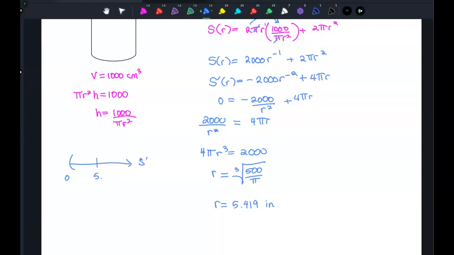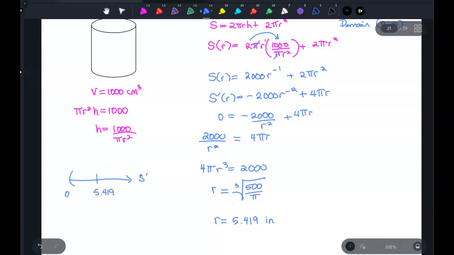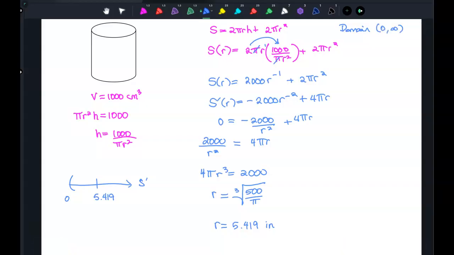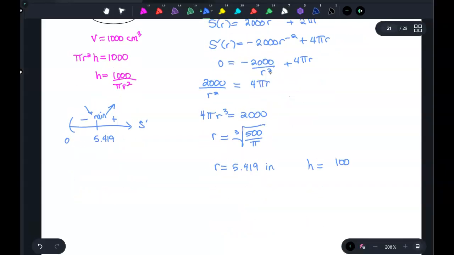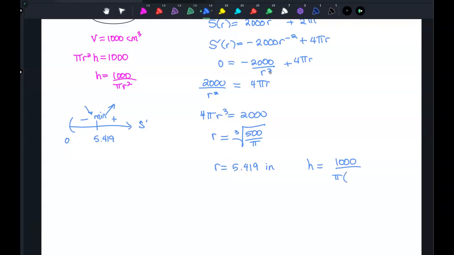So if I did a quick number line... Wait, can you plug it into 1,000 over pi r squared equals h? There, that one. Find the height. Yes, that's what we're going to do. We're going to take this and plug it back in here. If we tested this, we will see that's going to minimize. Okay, height, we're going to plug that into the 1,000 over pi r squared. And I think 10.38.